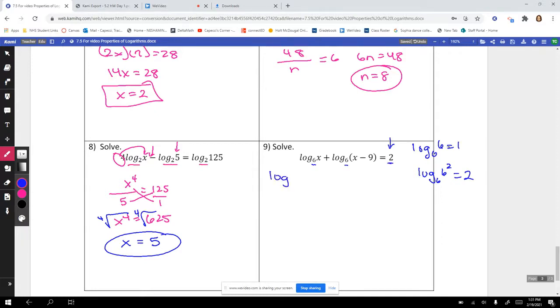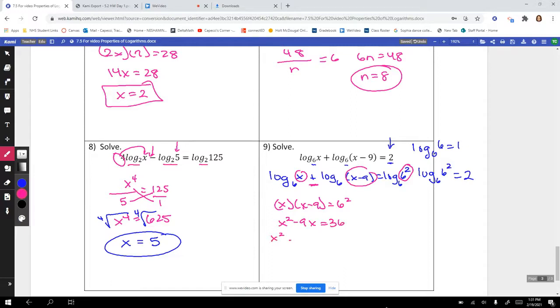So I'm going to rewrite this. This is log base 6 of x plus log base 6 of x minus 9, and this is really log base 6 of 6 squared. Okay, now we're going to go from there. Again, I'm adding, so I'm going to multiply my x there and my x minus 9 there, is equal to 6 squared. So this gives me x squared minus 9x is equal to 36.